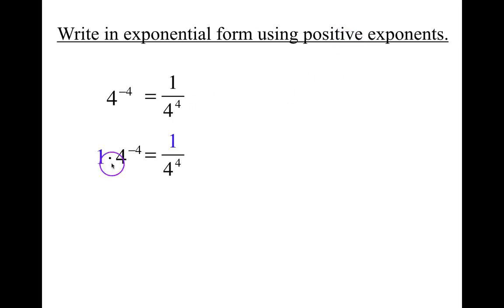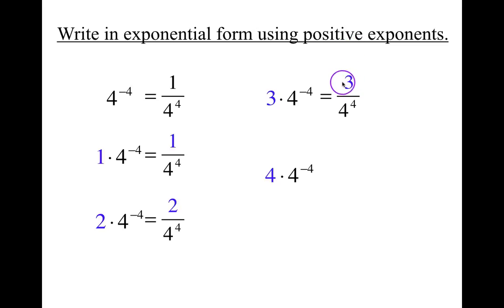Now I want you to keep an eye on the blue 1 and see where it's located. Now what if I multiplied by 2 times 4 to the negative 4th? Then my answer would be 2 over 4 to the 4th. And again, keep an eye on the blue numbers and see if you're recognizing a pattern. Okay, 3 times 4 to the negative 4th is 3 over 4 to the 4th. 4 times 4 to the negative 4th is 4 over 4 to the 4th. And 5 times 4 to the negative 4th is 5 over 4 to the 4th. So hopefully you're starting to see a pattern of how that extra number right here, the 1, 2, 3, 4, and 5, is playing into the actual answer.